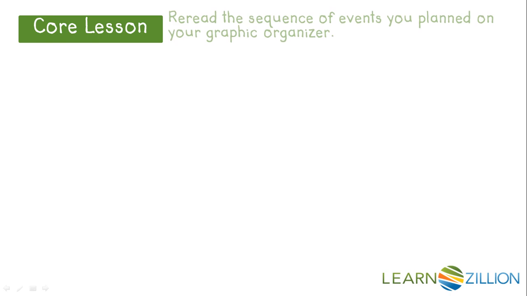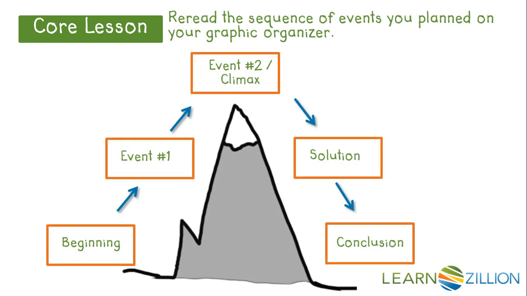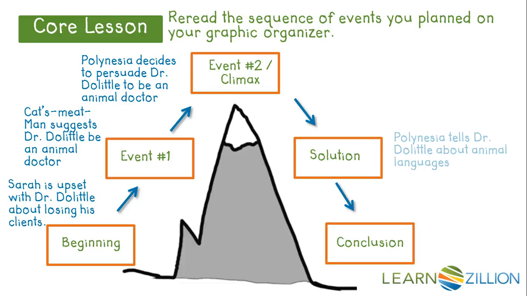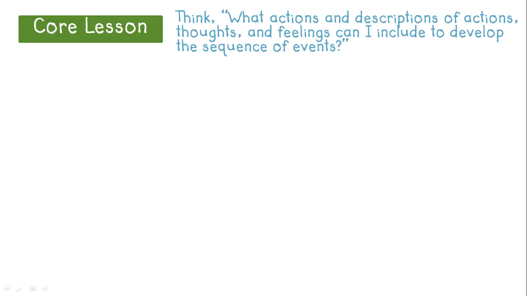All right, so our first step is to reread the sequence of events we planned on the graphic organizer. So we said our beginning, we're going to show Sarah being upset with Dr. Doolittle about losing his clients. Next, Cat's Meat Man suggests Dr. Doolittle be an animal doctor. Then Polynesia decides to persuade Dr. Doolittle to be an animal doctor. And Polynesia decides to tell Dr. Doolittle about animal languages.